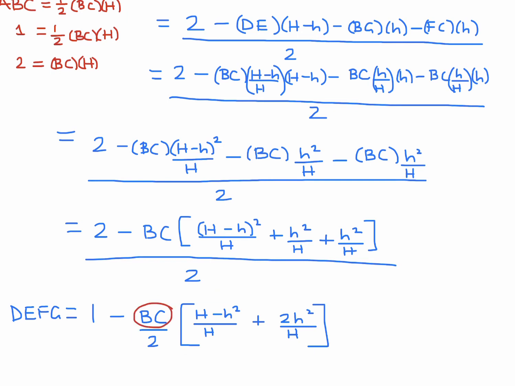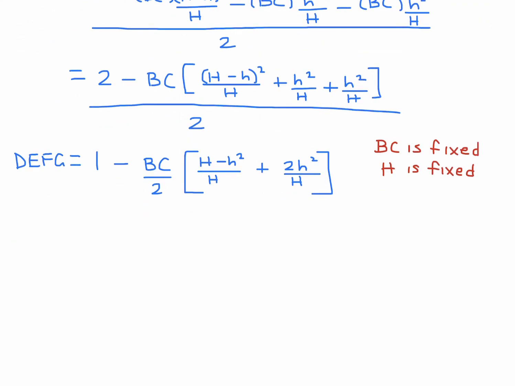Well, BC is fixed, right? I'll write that in here. BC is fixed. That's not going to change. But what will change is the small h. That is really the only thing that changes. Even the big H is fixed. Big H is also fixed.